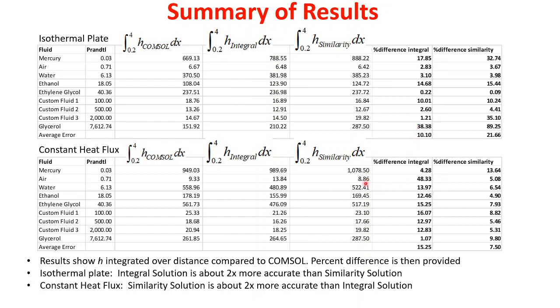And then the reverse happened for the constant heat flux condition. This acted as predicted. The similarity solution produced far more accurate results than the integral solution did, by again about a factor of 2. I also wanted to see if there was a correlation between the Prandtl number and the percent error from any given method, and I couldn't find any trend at all. So that told me that the percent error was not very sensitive to the Prandtl number.